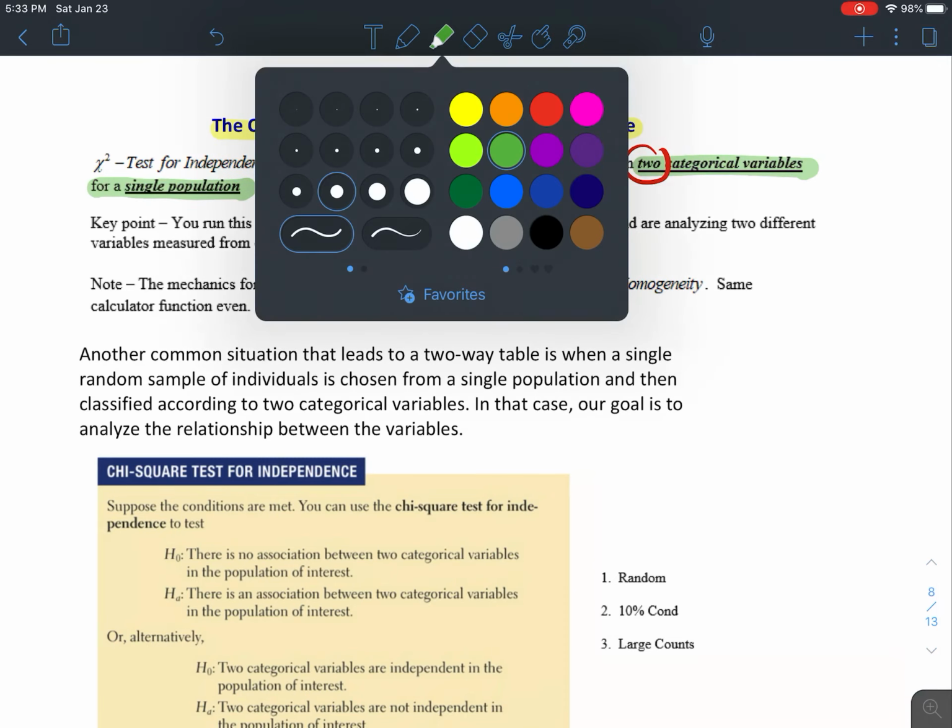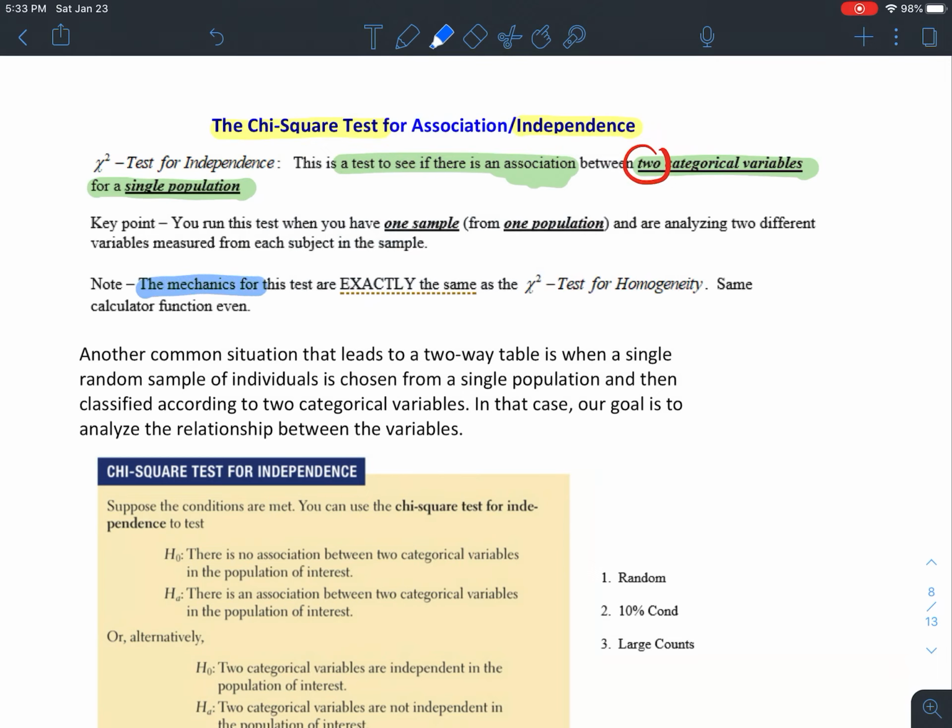Now, what you're going to notice about this test is the mechanics of this test are exactly the same as how you run a chi-squared test for homogeneity. It's actually even the same calculator function. It's just that same function, which is simply called chi-square test on the calculator.